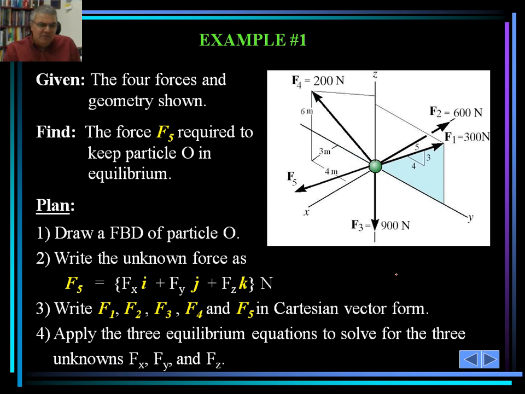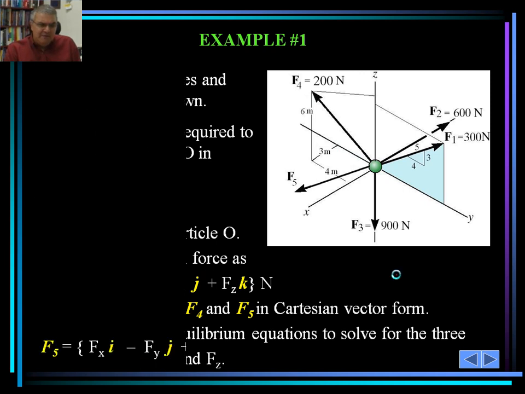The plan is, first we would like to draw the free body diagram of particle O. We are going to write the unknown force, F5 in newtons, in terms of i, j, k. And we are going to write F1, F2, F3, F4, and F5 in Cartesian vector form. Then we apply the three equilibrium equations to solve for the three unknowns F sub x, F sub y, and F sub z.